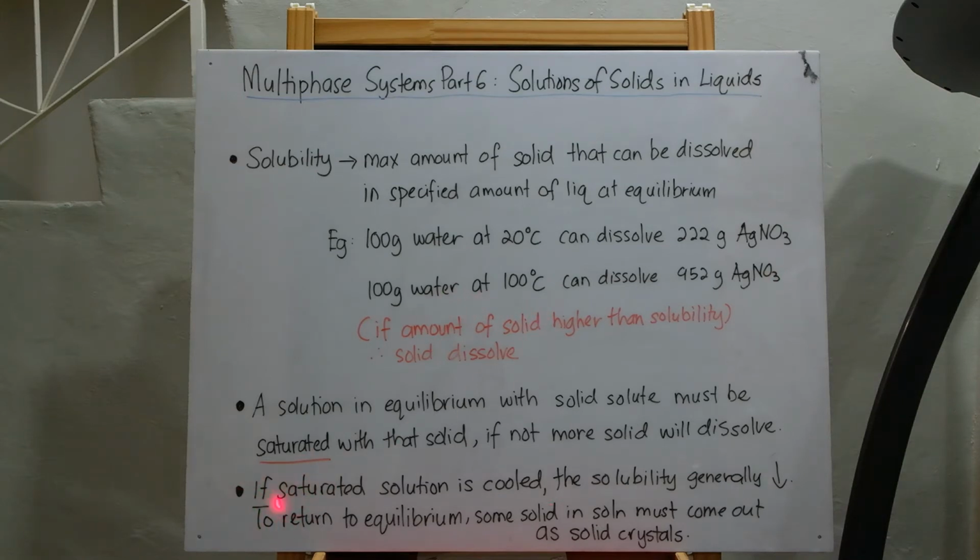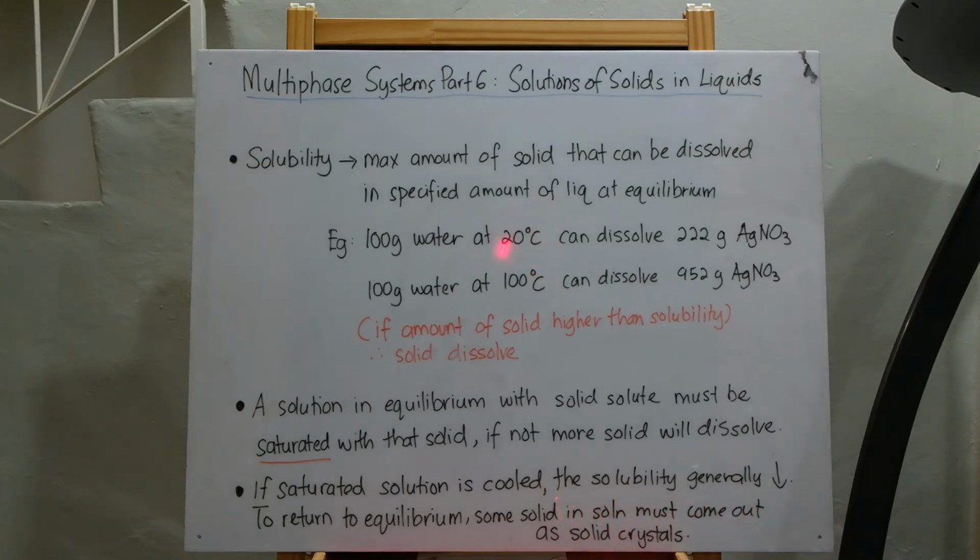If a saturated solution is cooled to a lower temperature, the solubility generally decreases. You have a decrease in solubility. To return the cool solution to equilibrium, some of the solids in the solution must come out as solid crystals.